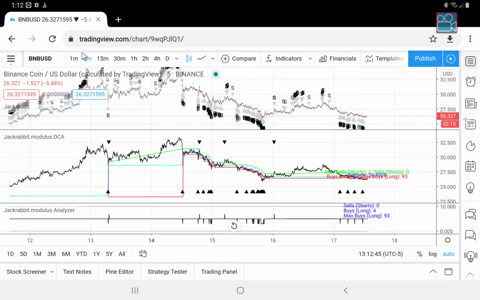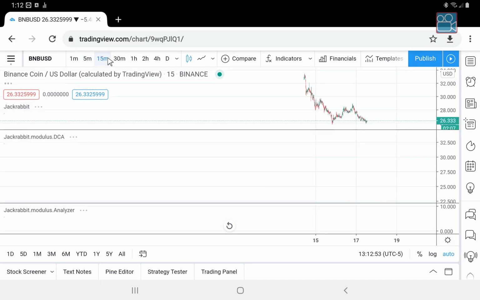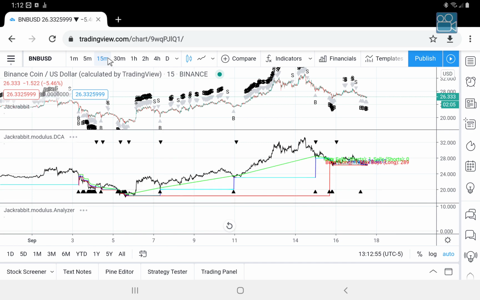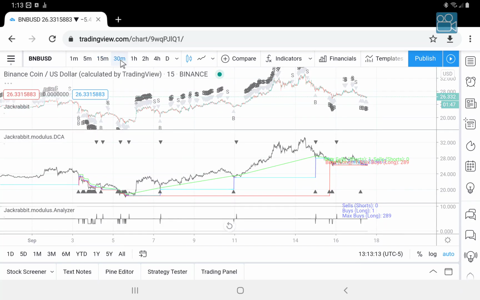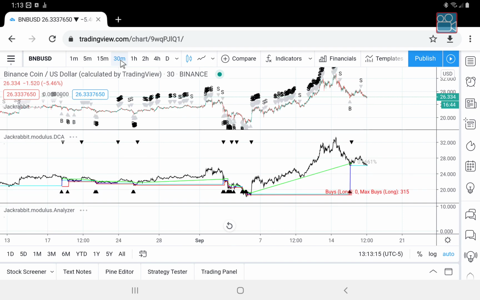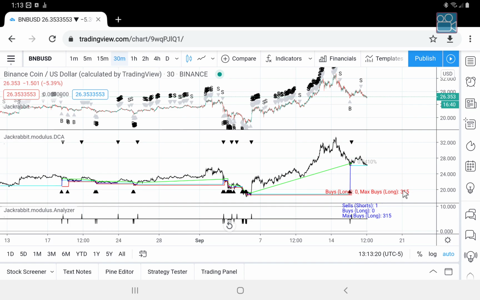The 5-minute time frame is the most aggressive. Let's go to the 15-minute time frame. As you can see, it can be just as aggressive under the right market conditions and the right coins, even though it takes longer for the accumulation. Now let's look at a 30-minute. And even more aggressive.